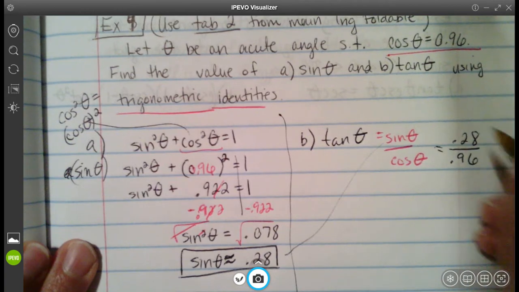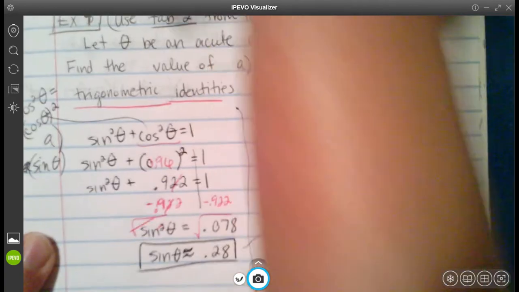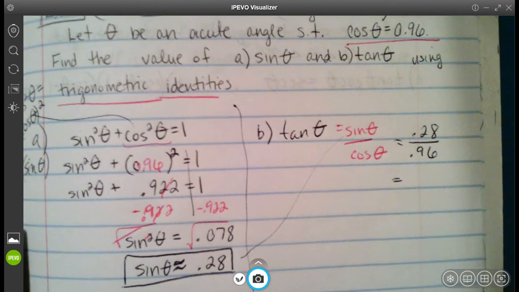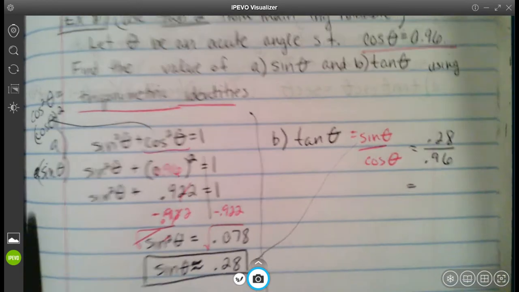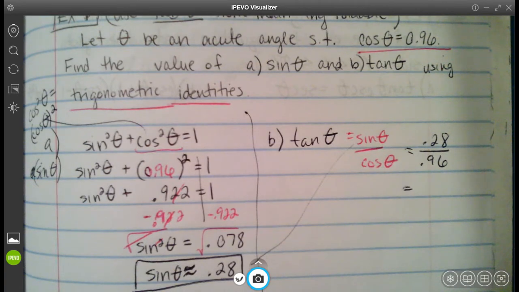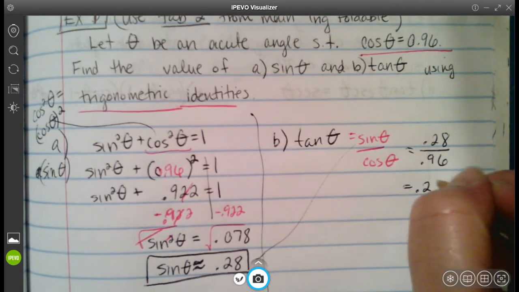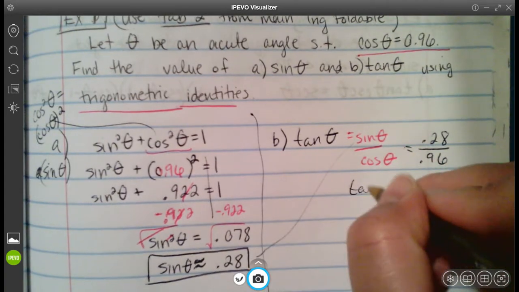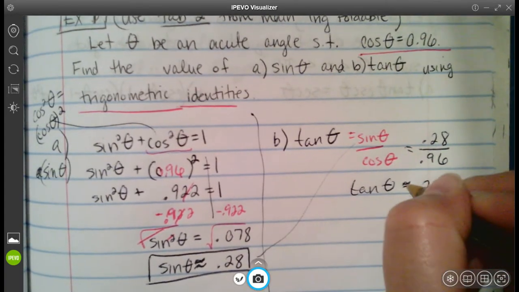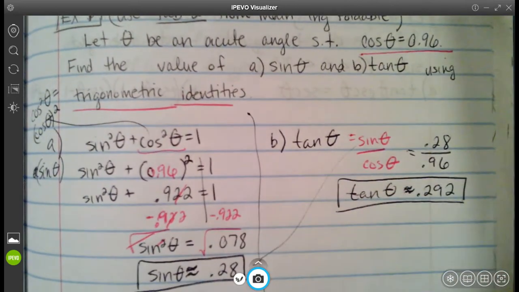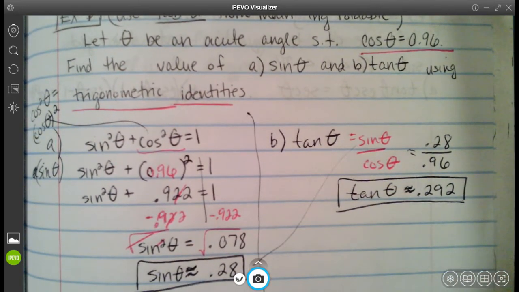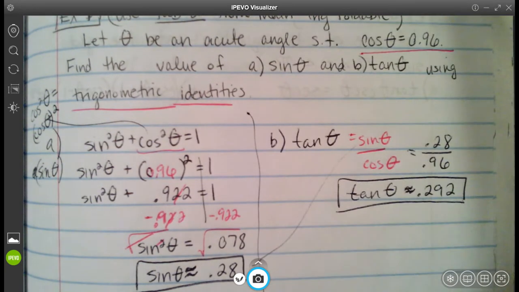So 0.28 divided by 0.96, just divide it like normal. And I'm getting 0.292. I'll do 3 digits for that one. So 0.292 is approximately tangent of theta. And that is it for these 2 problems. Again, your tab 2 has these identities in your foldable, so make sure you do have that. Let's look at one more.